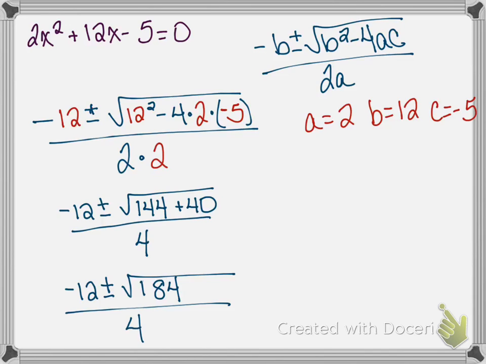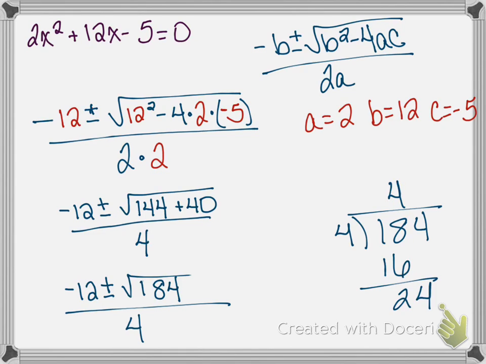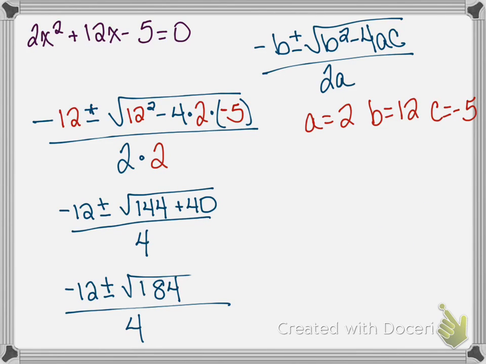And my guess is there's a 4 in 184. I could do the factor tree, but I'm going to do it off to the side and just see if there's a 4 in it. 4 goes into 18 4 times. 4 times 4 is 16. 4 times 6 is 24. So it does, I do have a 4 right there. Now, 46 doesn't have any more perfect squares in it. So I'm just going to break this down to negative 12 plus or minus the square root of 4 times 46.